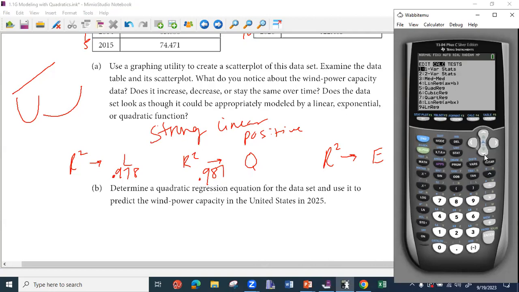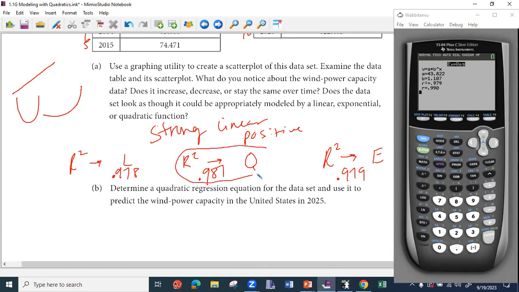Now we're going to test our exponential: stat, calc. And remember, I can't see exponential. It's our 0. So I either can press 0 or I can scroll down until I see it. Does that make sense? I'm going to press 0 on exponential. I want it to calculate. And for exponential, I get 0.979. So who's the winner? Quadratic.